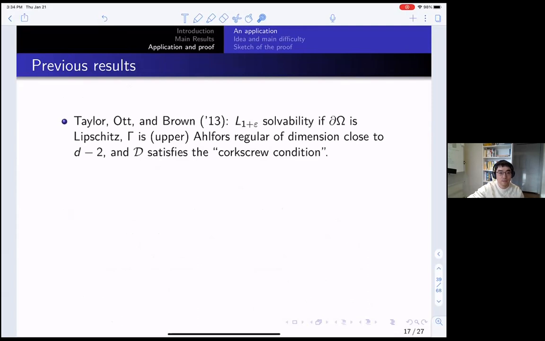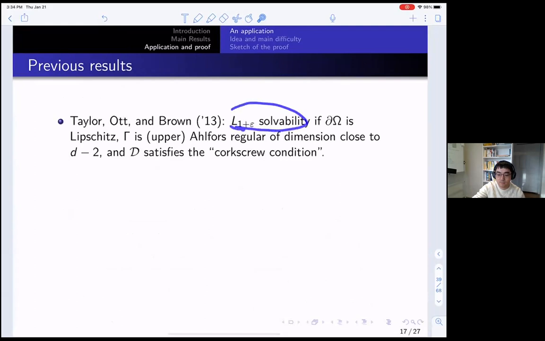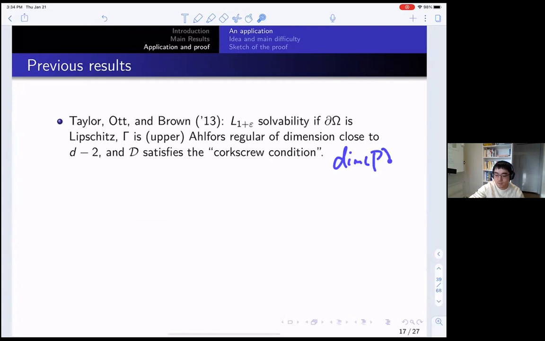The first one is by Peter Alton Brown. He obtained the L1 plus epsilon solvability. So this is slightly better than L1 if the boundary is only Lipschitz. And if this gamma is very rough, the condition is that gamma is Ahlfors regular of dimension close to d minus 2. You can just imagine the Hausdorff dimension of gamma is very close to d minus 2, only slightly larger than that. And D satisfies the so-called corkscrew condition.